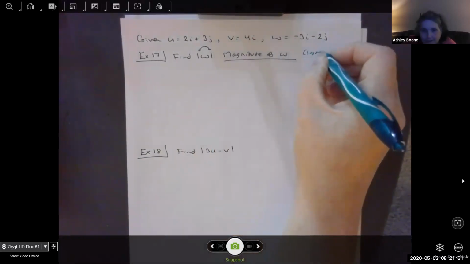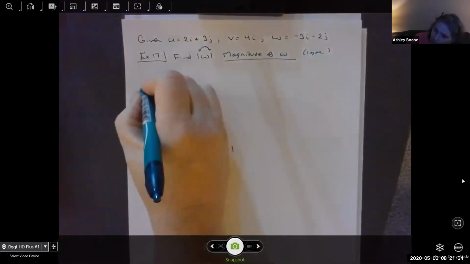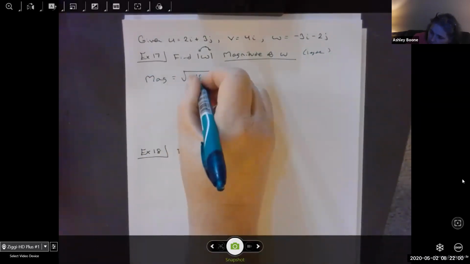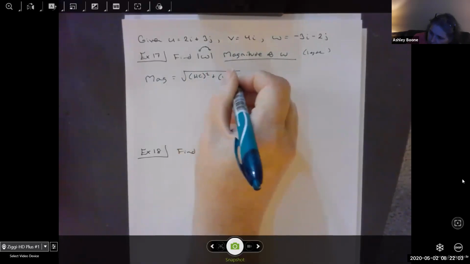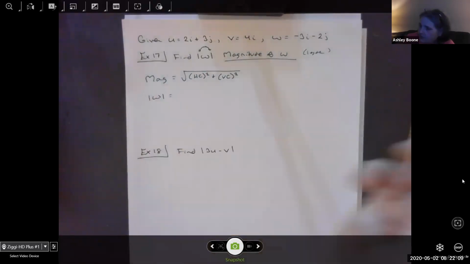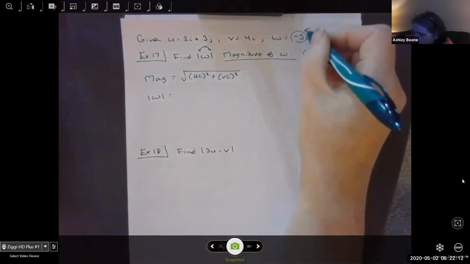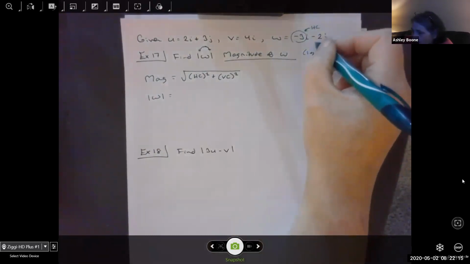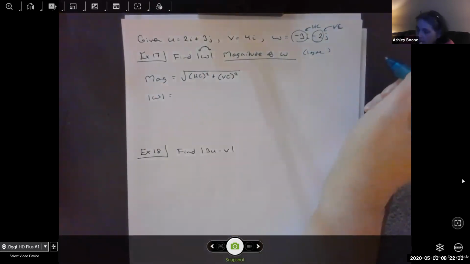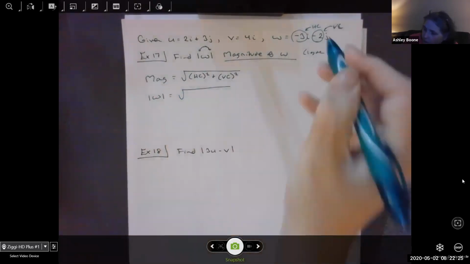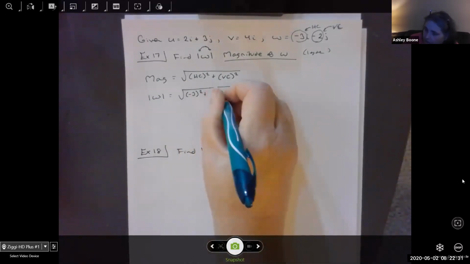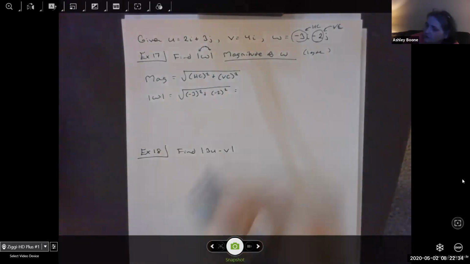Magnitude is the length. What did we do for length earlier? Remember, your magnitude is equal to the square root of your horizontal component squared plus your vertical component squared for that vector. So for the magnitude of vector W, notice in vector W, our horizontal component is negative 3. Our vertical component is -2. So what we're going to have is the square root, horizontal component is -3, vertical component is -2. So we have -3 squared plus -2 squared.